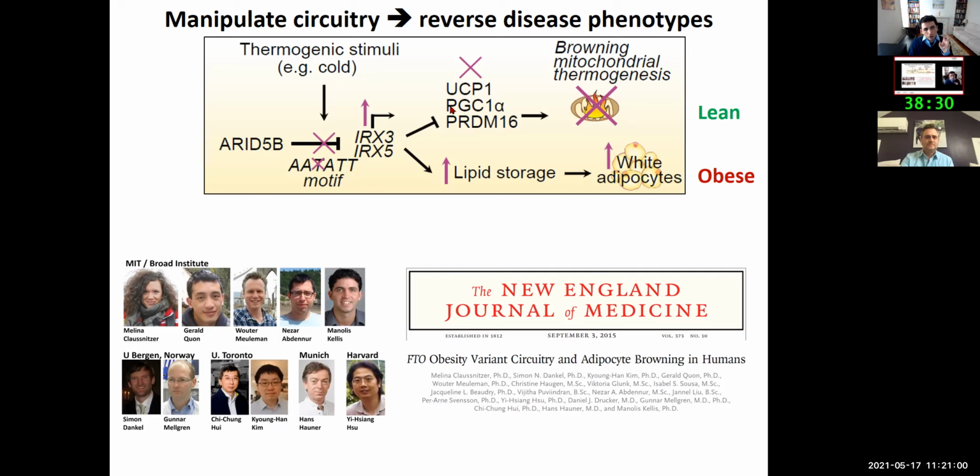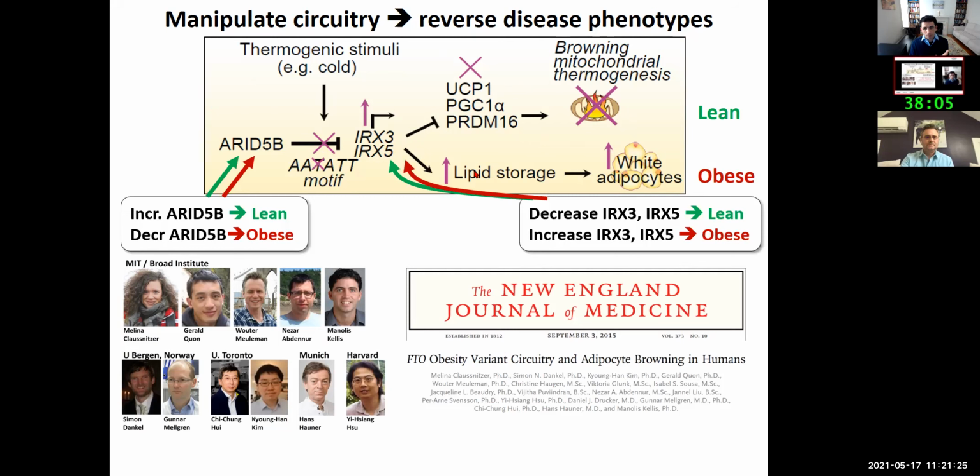So once we uncover the circuitry, we are excited because that means we can manipulate the circuitry to reverse the disease phenotypes. And this is what we did. I like to say that we wrote a paper about a single nucleotide in the human genome. And that nucleotide is this one. We were able to show that we can manipulate that one nucleotide to switch back and forth between the lean and obese phenotypes. But we can also manipulate the downstream target genes directly and have a much stronger effect than what nature will tolerate as basic genetic variation in the human population, which is generally a weak effect.